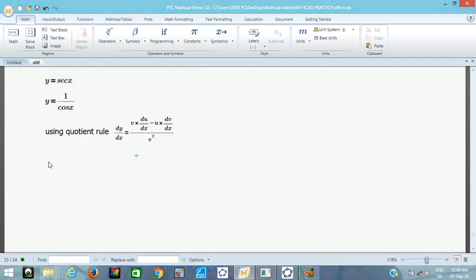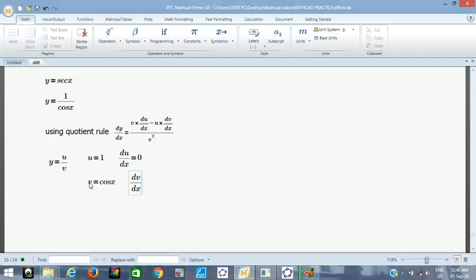Moving straight to the answer, remember the numerator is u and the denominator is v. So u is equal to 1, and it's a constant, so du dx is equal to 0. Differentiation of a constant is 0. Then the denominator is v, so v is equal to cos x. And the differentiation of cos x, that is dv dx, is equal to minus sine x.